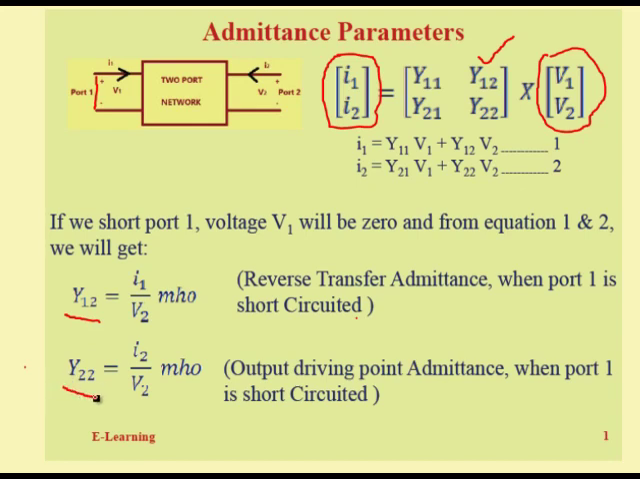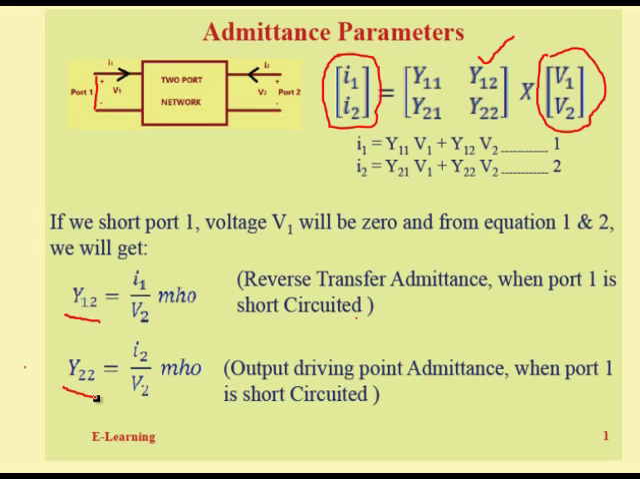So y12 will be I1 upon V2, mho, that is inverse ohm. It is called reverse transfer admittance when port 1 is short circuited. Similarly, y22 is I2 upon V2, again unit is mho or ohm inverse. This is output driving point admittance when port 1 is short circuited.